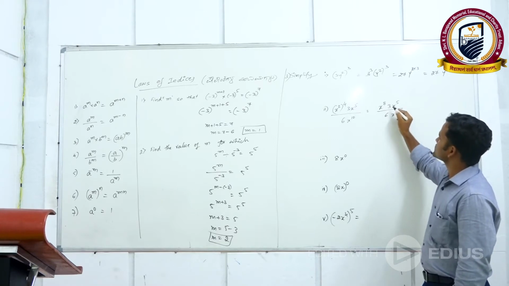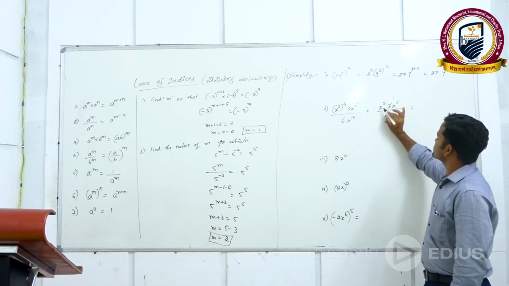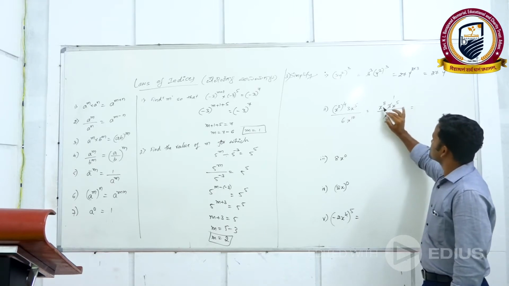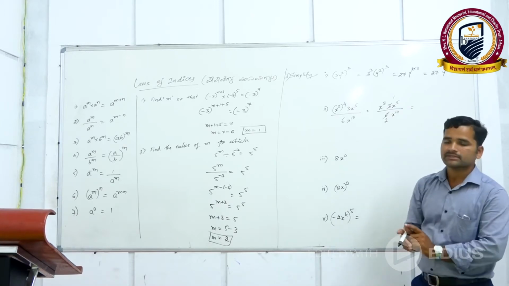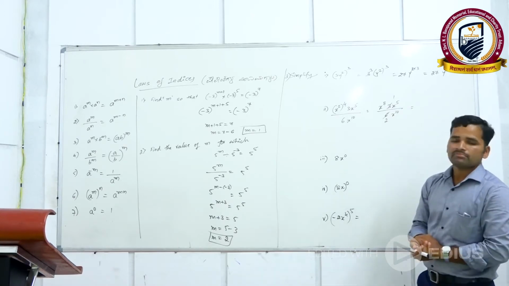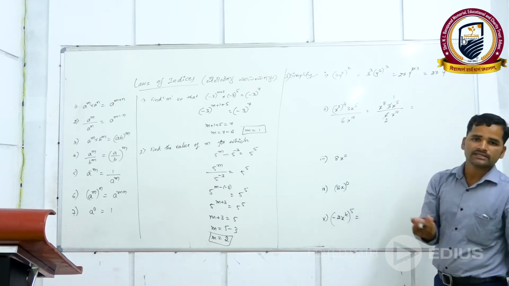As multiplication is there, we can cancel: 3 ones are 3, 3 twos are 6. You see, in the numerator x raised to 8 into x raised to 5 is remaining. Bases are same. According to the first law of index, a raised to m into a raised to n equal to a raised to m plus n.